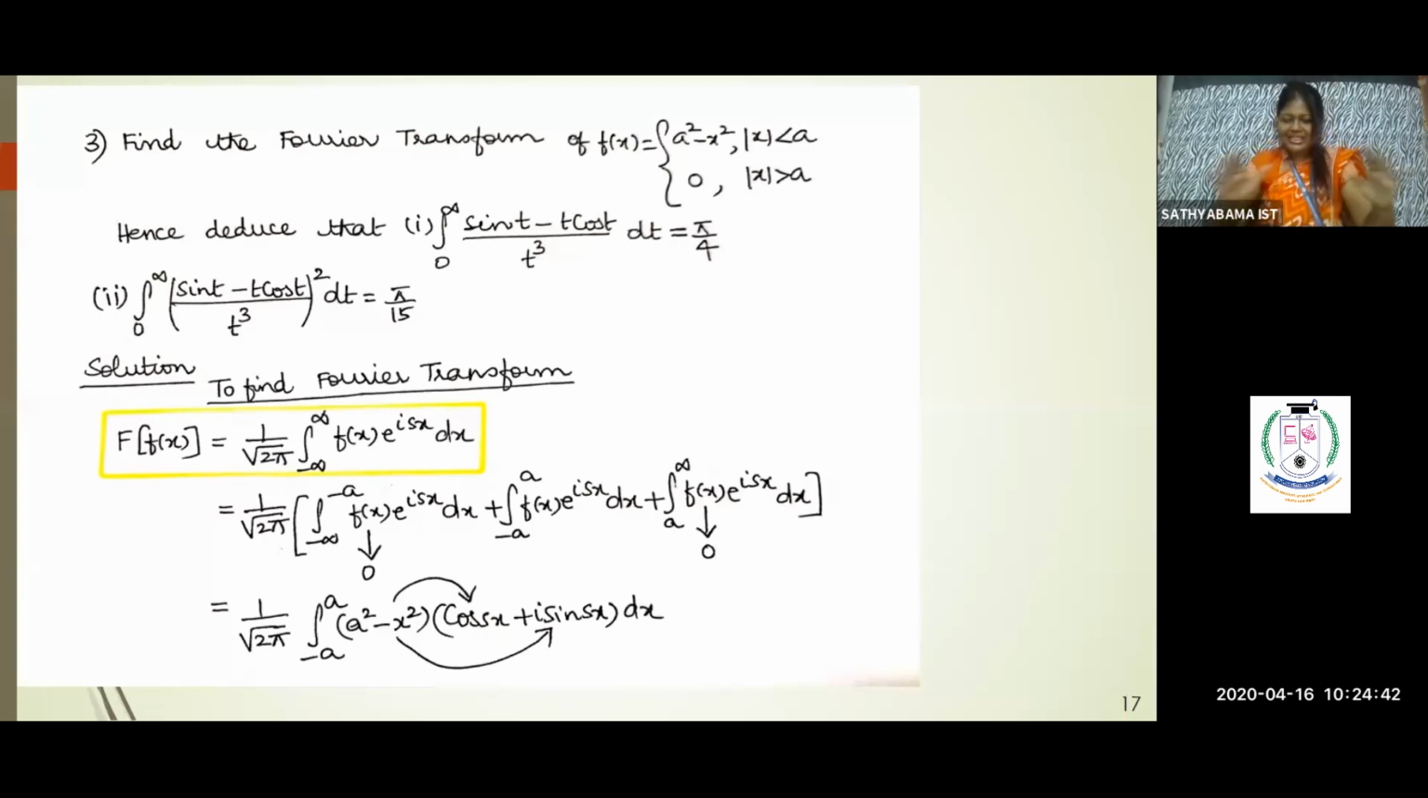Next, you have to split it. See, it's a standard procedure, nothing new. Once you write e power isx as cos plus i sine, split it into 2. Multiply term by term. So a square minus x square into cos, plus i into a square minus x square into sine. That is what I've done in the next step.